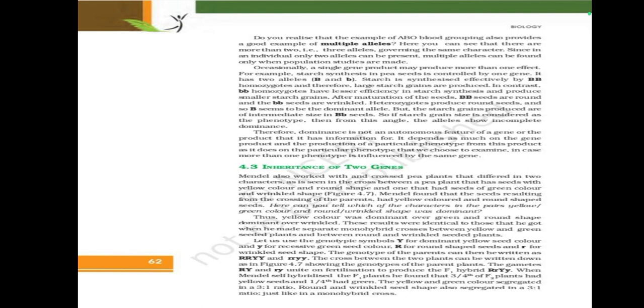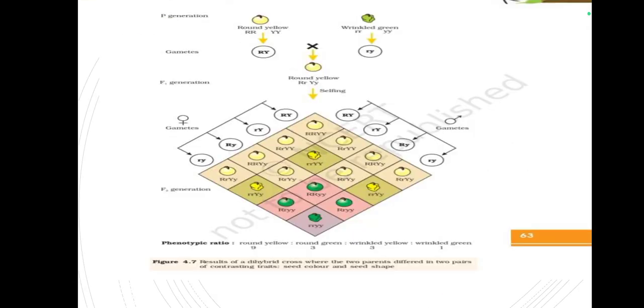The capital R capital Y and small r small y gametes unite on fertilization to produce the F1 hybrid, capital R small r, capital Y small y. When Mendel himself hybridized the F1 plants, he found that three fourths of F2 plants had yellow seeds and one fourth had green. The yellow and green color segregated in a 3:1 ratio. Round and wrinkled seed shape also segregated in a 3:1 ratio, just like in a monohybrid cross.